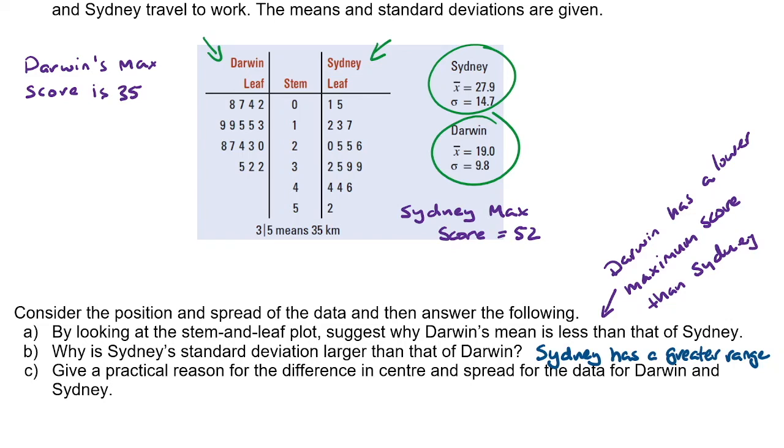You can see there in that spread, the Darwin scores are much closer together than the Sydney scores. Alright, so these ones are spread out. So the greater the range, the greater the standard deviation tends to be, simply because there is a bigger possibility for bigger deviations.